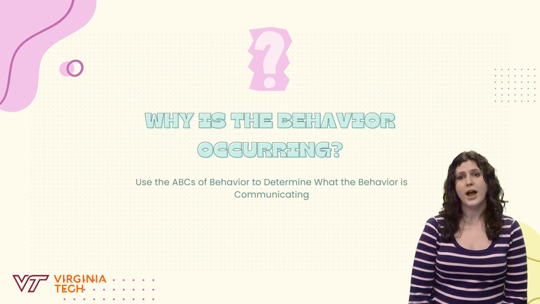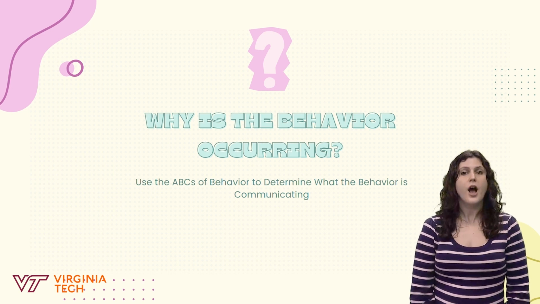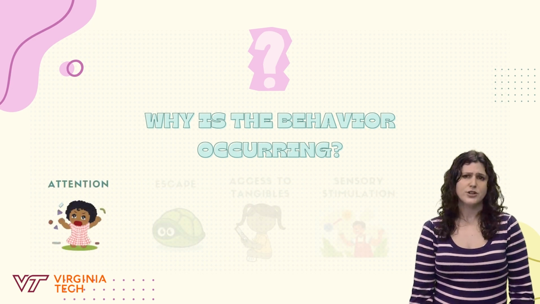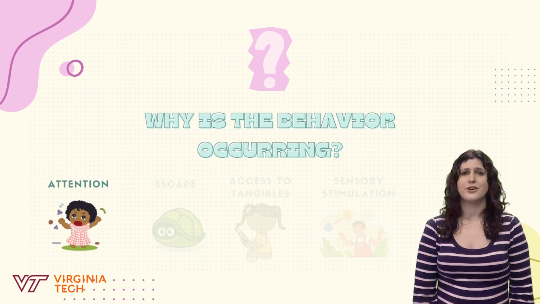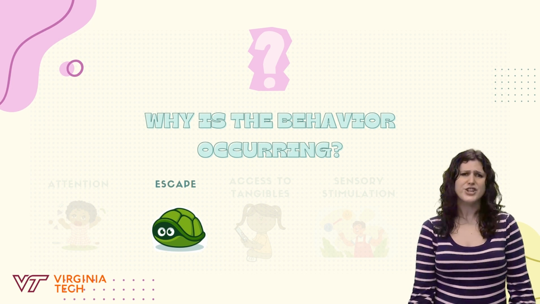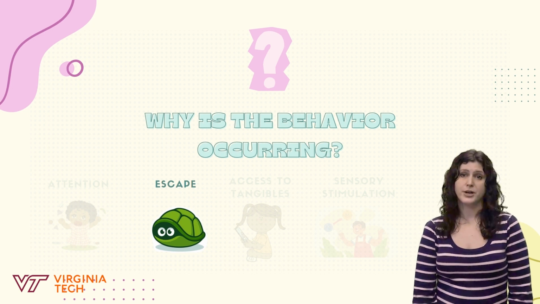There are 4 primary reasons or functions for why problematic behaviors occur. Often, this is attention seeking. Crying and throwing tantrums are great examples of attention-seeking behaviors. Other times, they're escape behaviors, or situations where the child is trying to avoid doing something that they might find challenging or that they just don't want to do, like read a book or complete math homework.